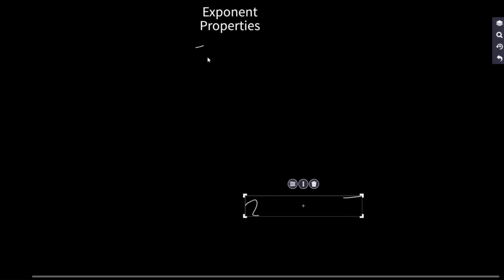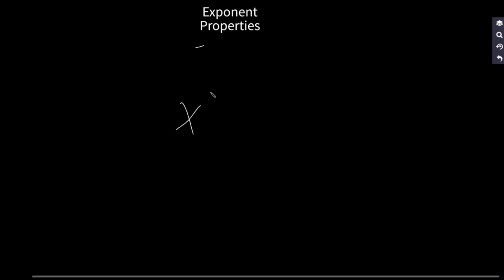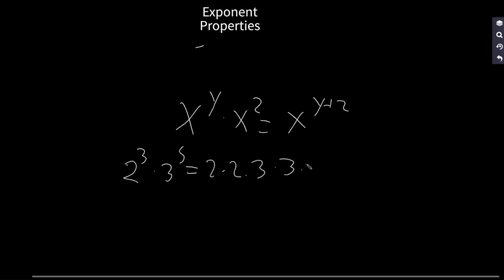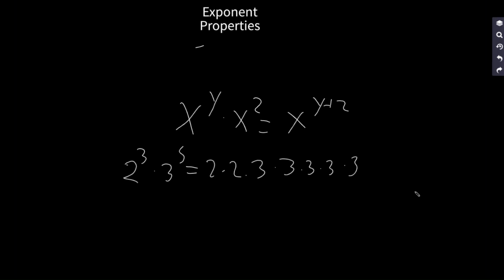So let's just make a general rule here. Let's say we have x to the y power times x to the z power. Well, this is x to the y plus z. So if we're multiplying two exponents and the bases are the same, this is important. If the bases aren't the same, if you have like 2 to the 3rd times 3 to the 5th, then we have 2 times 2 times 2 times 3 times 3 times 3 times 3 times 3. So we can't just combine this all again into something else. So the bases must be the same.